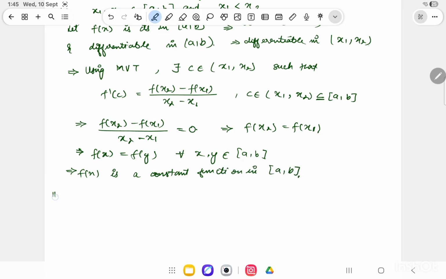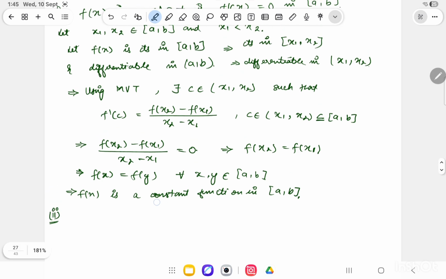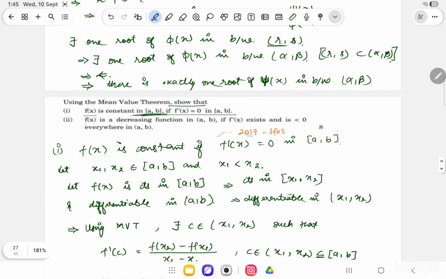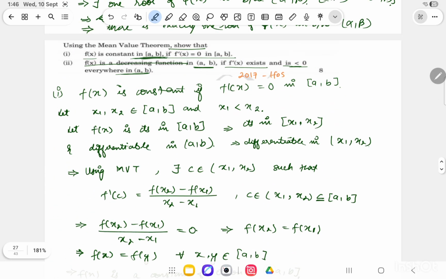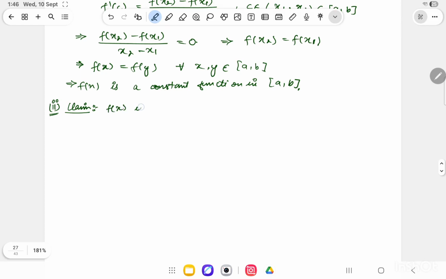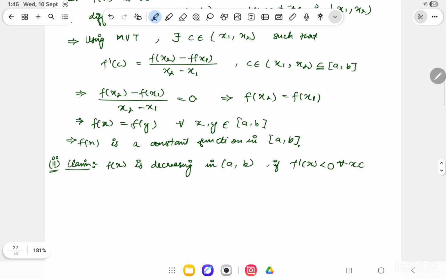So this is the first part of the question, and in the second part of the question we are supposed to show that fx is a decreasing function in open interval a comma b if f dash x exists and is less than 0 everywhere in a comma b. So we claim that fx is decreasing in open interval a comma b if f dash x is less than 0 for all x belonging to open interval a comma b.